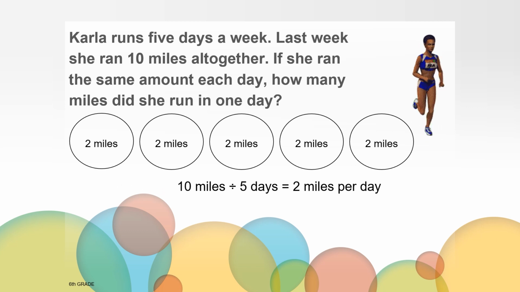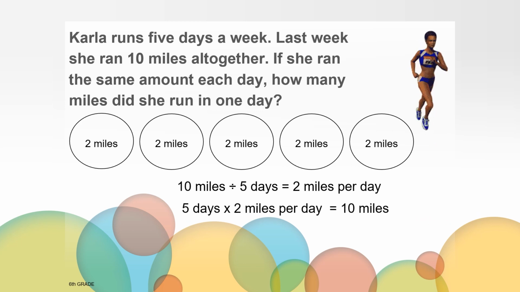To find the unit rate with multiplication, we can think about 5 times what number will equal 10. And in this case, 5 days times 2 miles per day equals 10 miles.